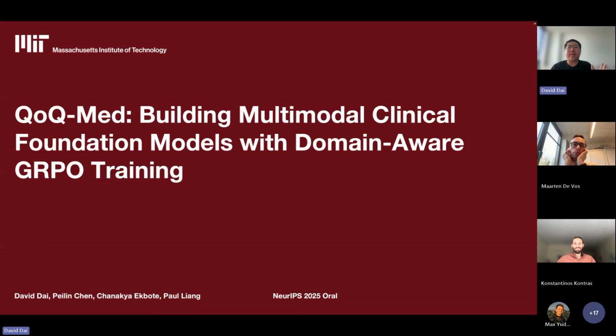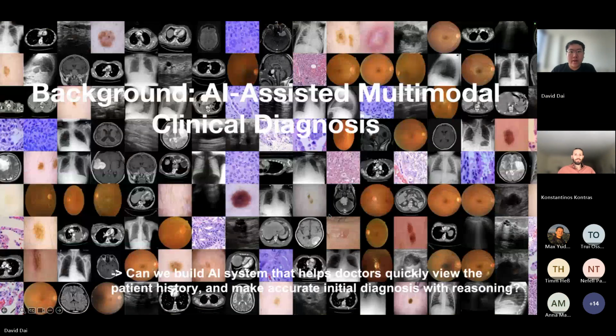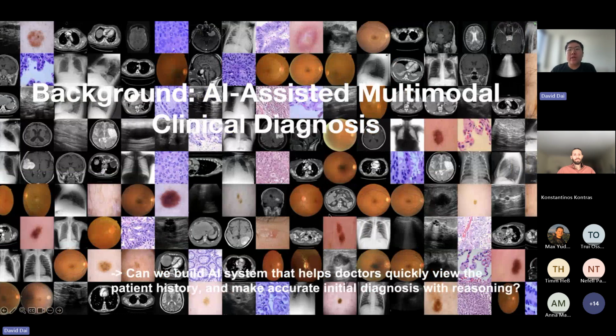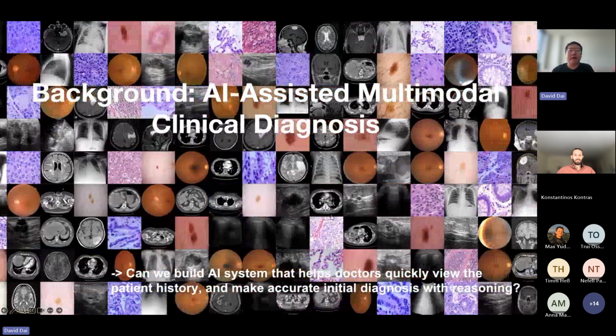Today I'm really excited to share my recent work on building multimodal clinical foundation models with domain-aware DRPO training. First, I'd like to start with some background on why we want to build clinical AI models.